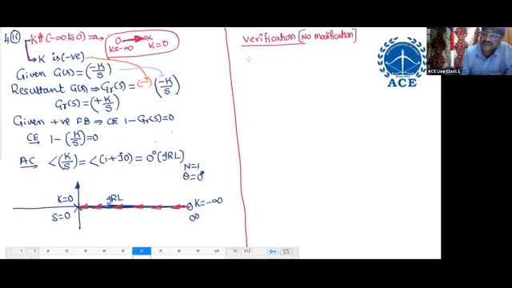So the characteristic equation: 1 minus g of s equal to 0. Now substitute g of s. What is g of s? 1 minus k by s equal to 0. Now write what is the characteristic equation? s plus k equal to 0. s equals what? Minus k.